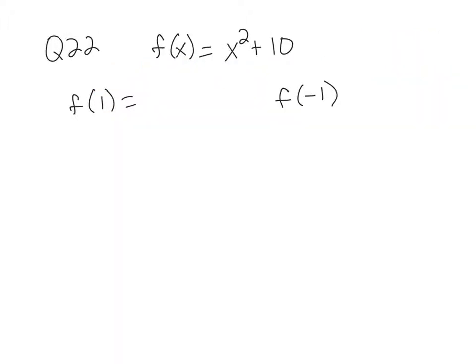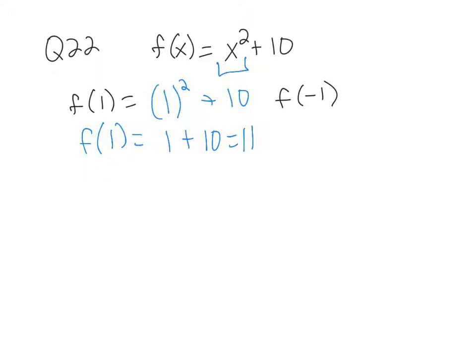Very similar setup here. It's just a different function, this time having an x squared. So wherever we see an x is what we're going to replace. So I'm going to replace that x with 1 here to find f of 1. So f of 1 is 1 squared, which is just 1, plus 10 equals 11. This would be the ordered pair (1, 11).